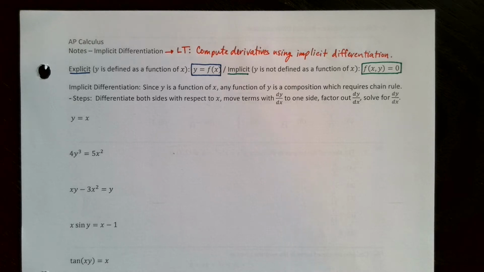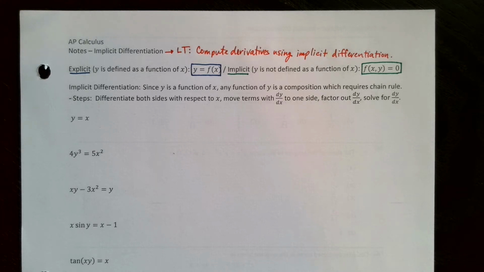So a good place to start is defining what implicit means as far as a function. All the functions that you've seen in this course so far have been explicitly defined. So y is defined as a function of x. So y equals f of x equals a function, and those are the derivatives we've been practicing.